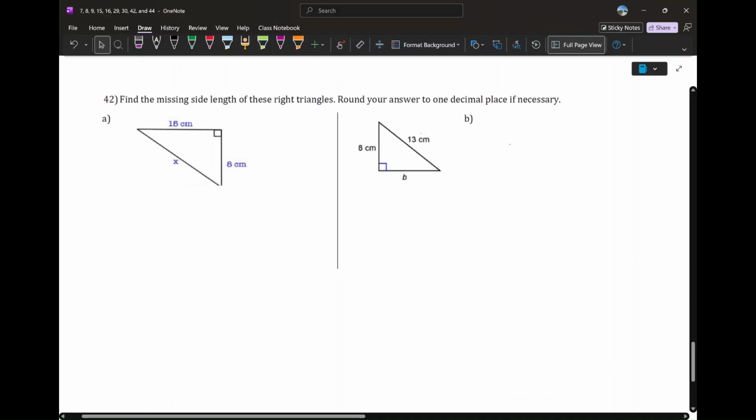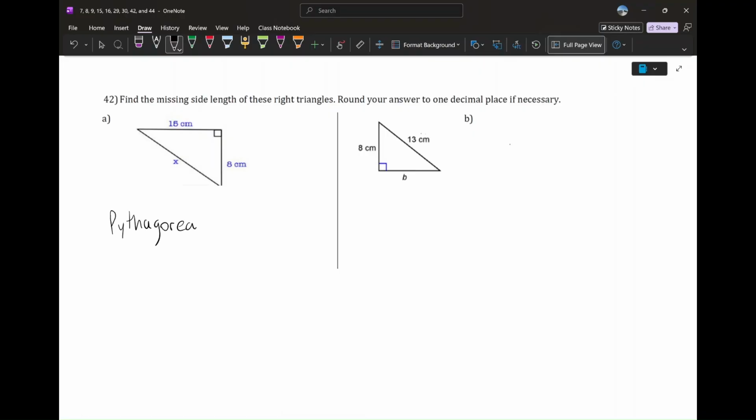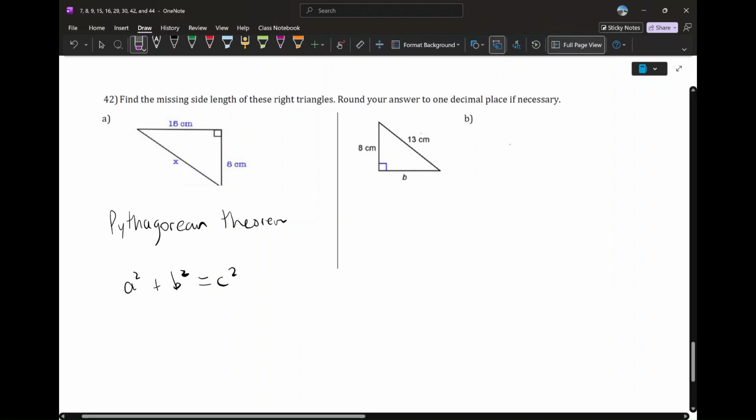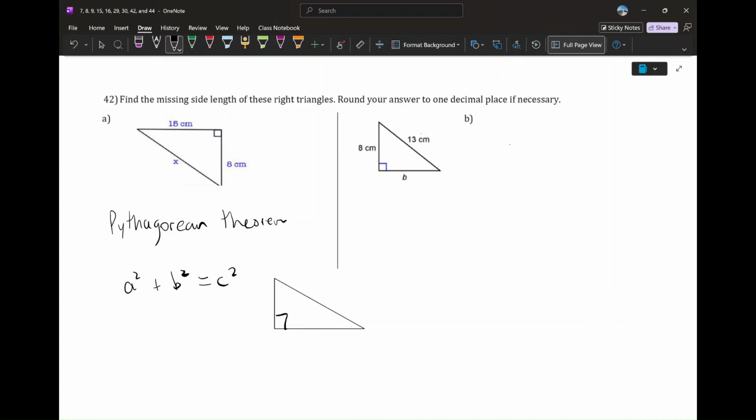Finally, missing side length of these right triangles. We have a right triangle, so think Pythagorean theorem. So we have a squared plus b squared is c squared. That's for a right triangle. That's a lot better. Where our hypotenuse is the largest side, hypotenuse, and it's always across from the right angle. So we see in this triangle it's upside down, but we see that the right angle, there's our hypotenuse.